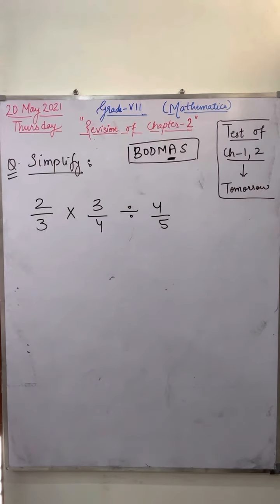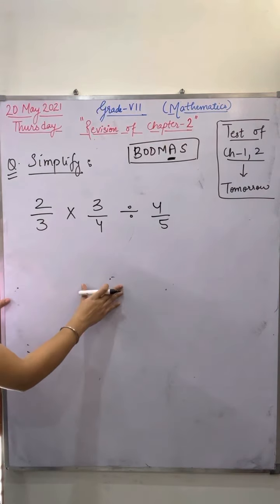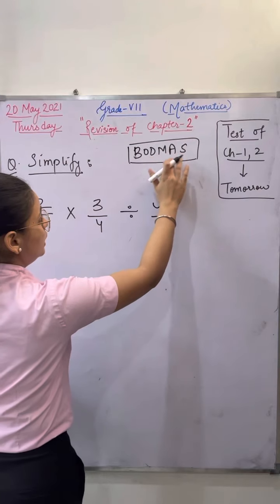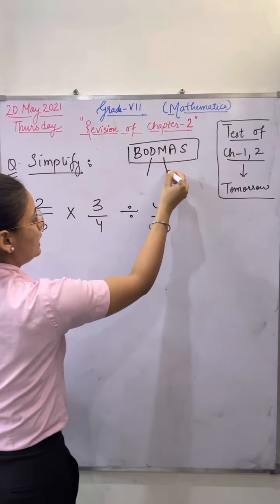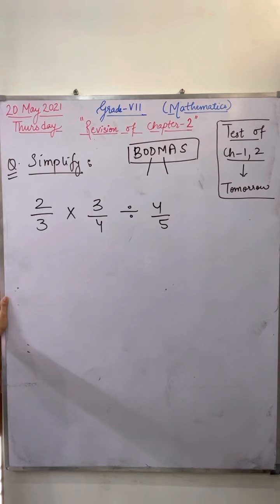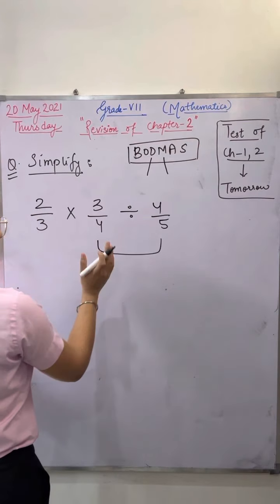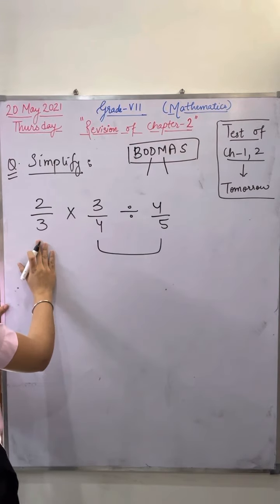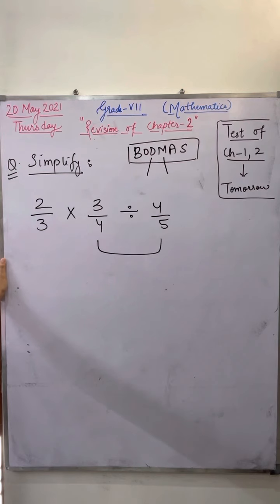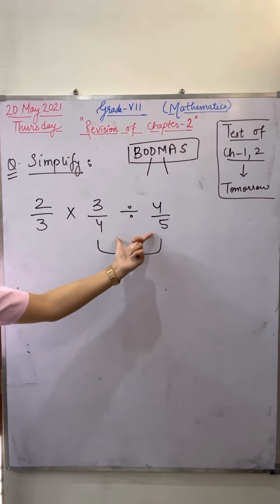Now bracket is not there. But according to the BODMAS rule, you will do division or multiplication first of all. What you will do? We'll do division. First of all, you have to solve these two fractions, and then whatever the answer will be, then multiply with this fraction. Now do this quickly. Apply the BODMAS rule. First of all, solve the division fractions.